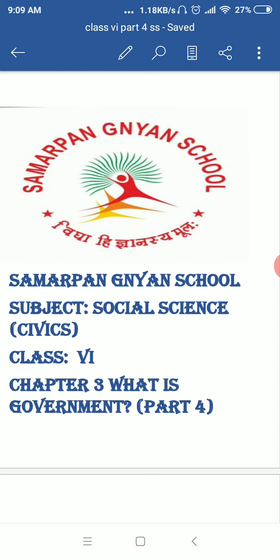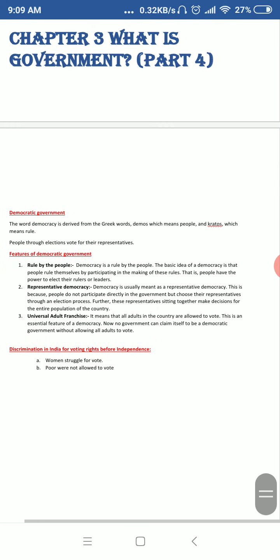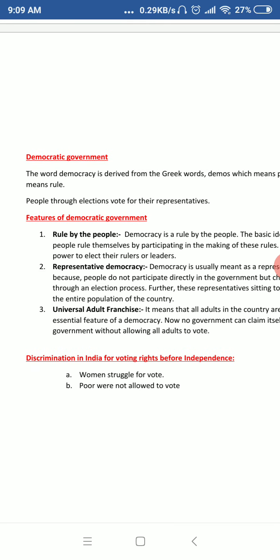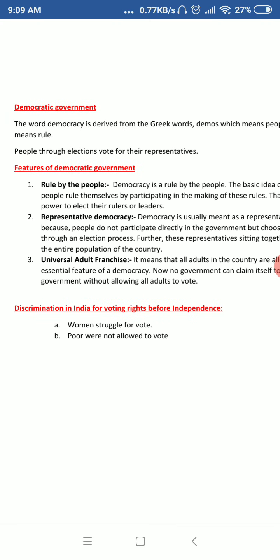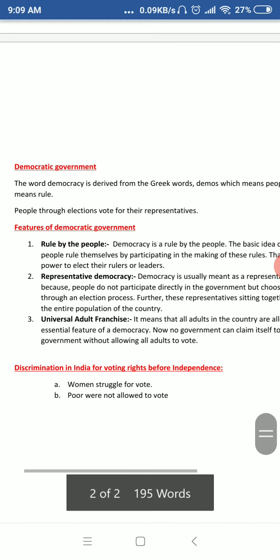Today we are going to study social science, civics class 6 chapter number 3, what is government. This is the fourth video of this chapter. So children, let's start with today's session. We are going to first see what is democratic government, and then we will be seeing features of democratic government, and even the discrimination in India for voting rights before independence, right?